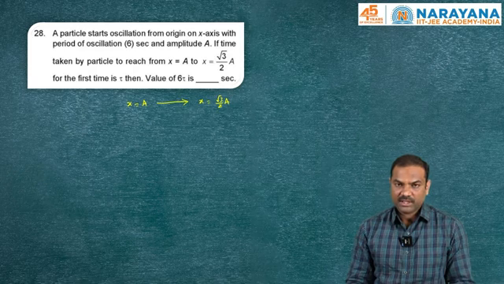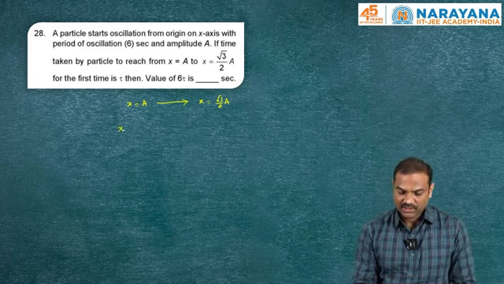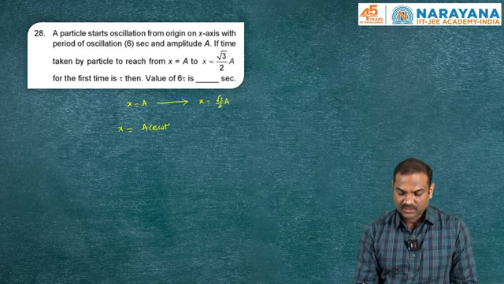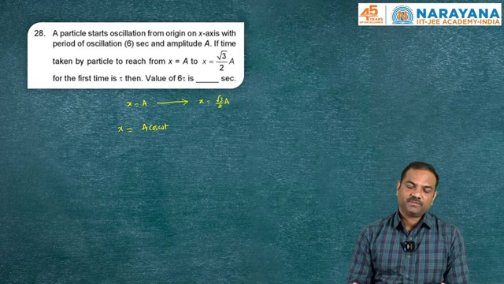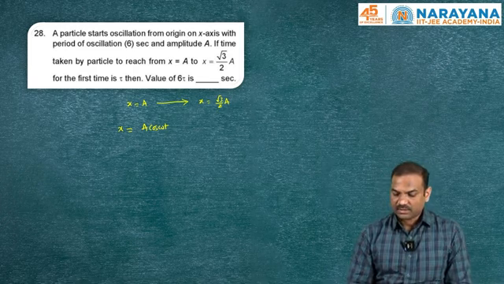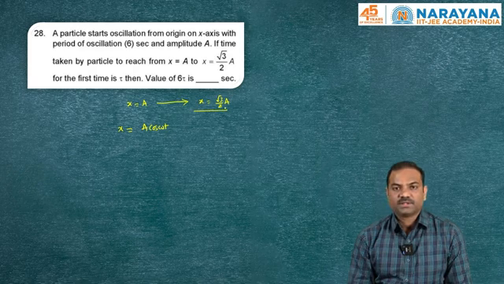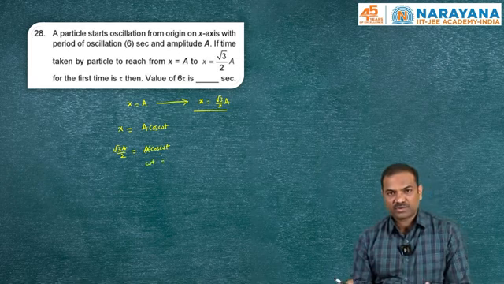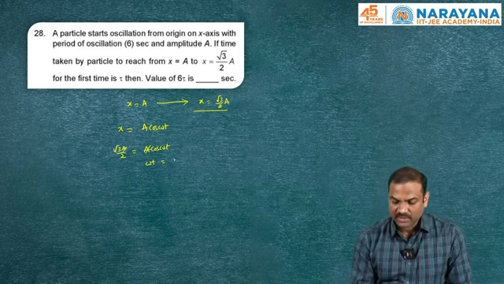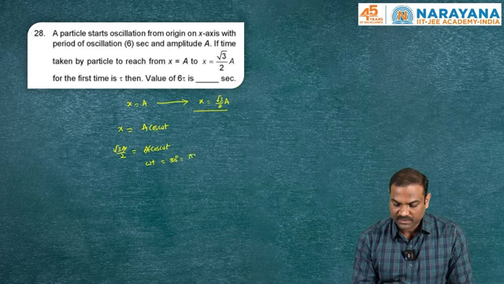As the particle is starting from x equal to a, I can directly use the equation x equals a cos omega t. Why? Because the particle starts from the extreme position, so we use the cos equation. If the particle starts from the mean position, we use the sine equation. After some time t, the position of the particle is root 3 by 2 into a, so root 3 by 2 a equals a cos omega t. Then a cancels out. Omega t equals, since they're asking for the first time, the lowest possible angle. Root 3 by 2 is cos 30 degrees, which is pi by 6.